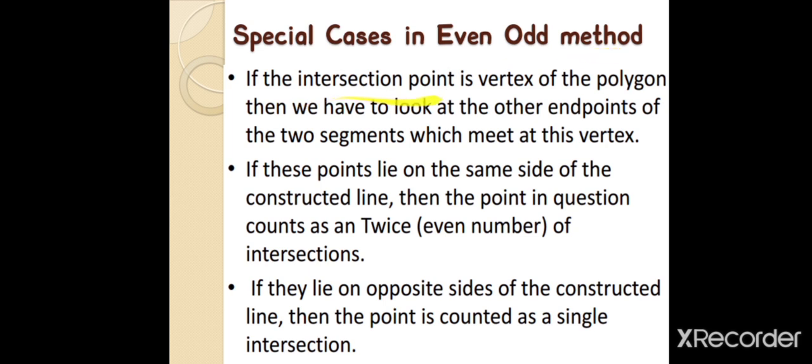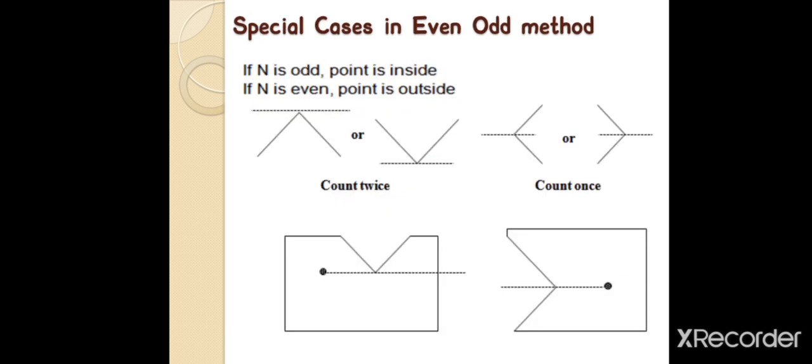So if the intersection point is a vertex of the polygon, then we have to look at the other endpoints of the two segments which meet at this vertex. If these points lie on the same side of the constructed line, then the point counts as twice the intersection. If they are lying on the opposite sides of the constructed line, then the point is counted as a single. What is the meaning of this slide? We will see. Here the complete theoretical part is explained with the figure.